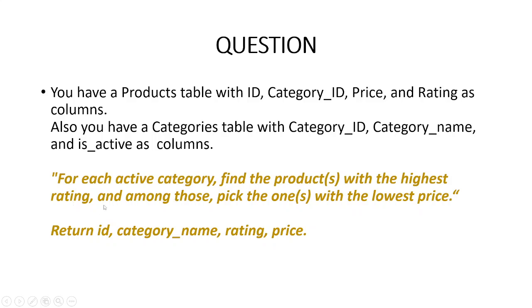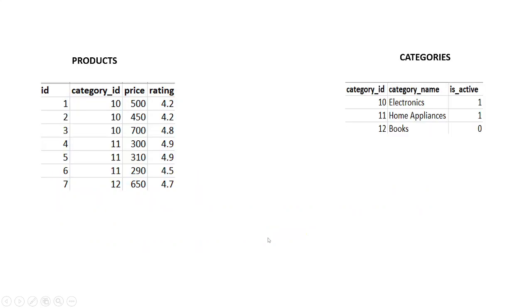And what we have to do is return the product ID, the category name, the rating, and the price. So let's look at the tables here. This is the product table that we have. This is the ID that I told you, this ID is unique to every product. So 1 2 3 4 5 6 7, we have 7 products.